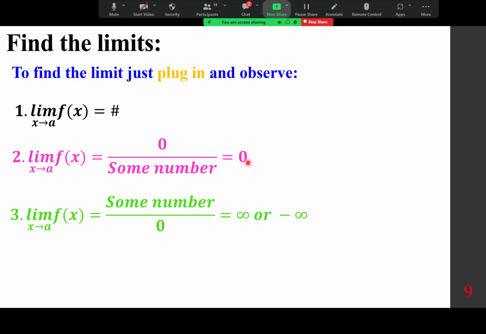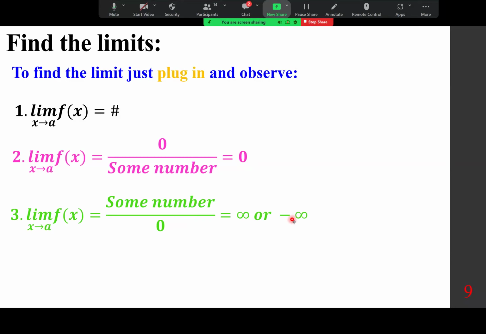What if it gives you some number over 0? Remember, when we have a number over 0, it blows up either to infinity or negative infinity. Which one? You have to figure out, but it's one of the two, and I'll show you how easily you can find which one is the answer later on.